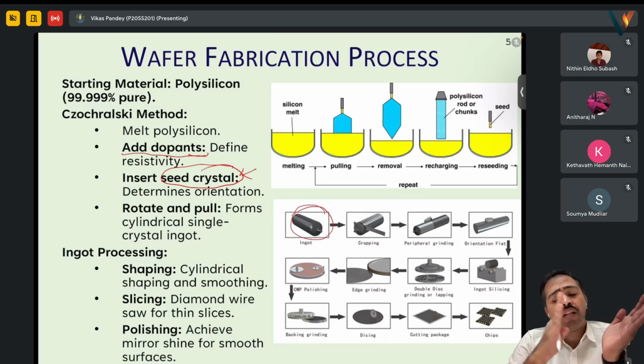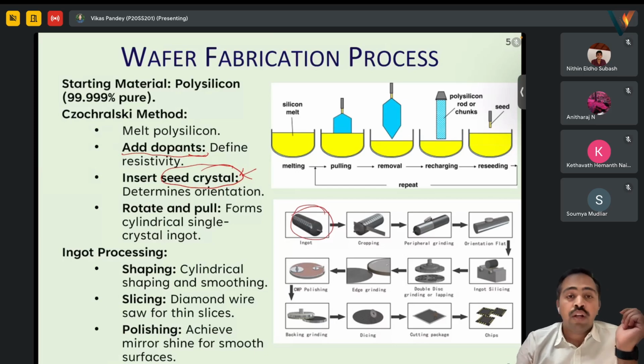In general applications, we have one side polished, but when we go for high-end MEMS and these things, both side polished wafers are also used. But for most of the applications that I have encountered, you will see that one side polish is there.